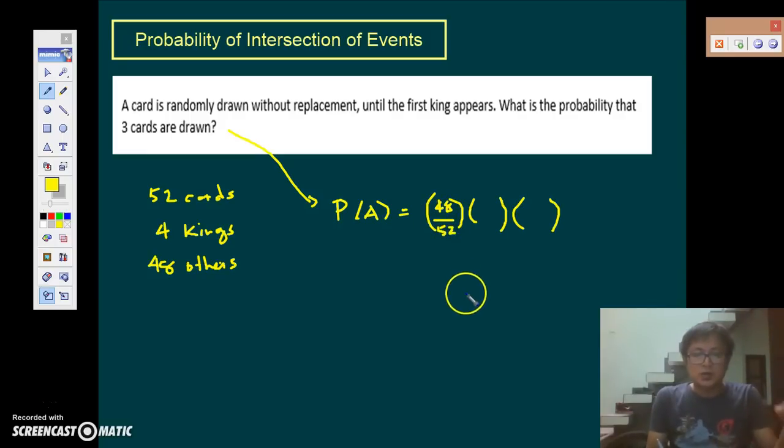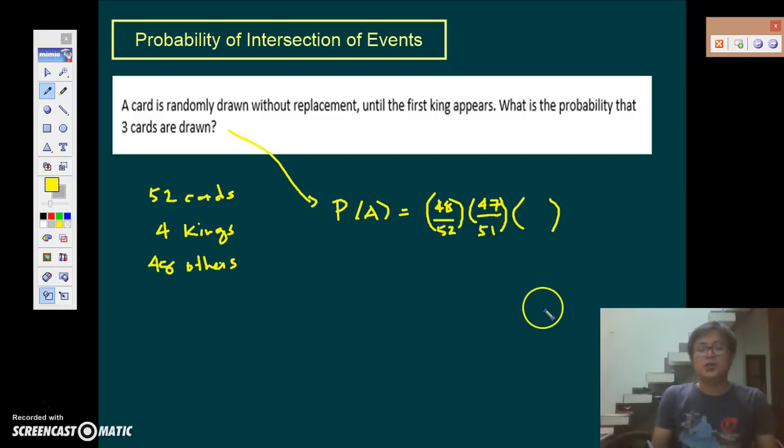Now, the second card must also not be a king, because the problem said three cards are drawn and the first king appeared in the third card. So the probability of getting a non-king card again would be 47 over 51. Why 47? Because one card is already chosen. And finally, on the third card, the king was picked, so it would be 4 over 50.